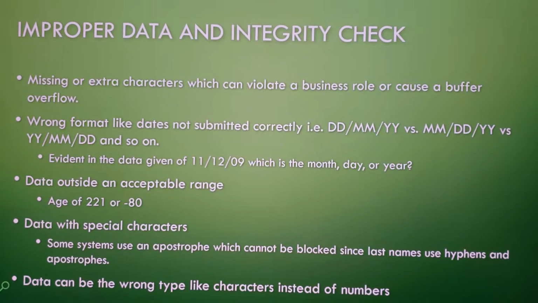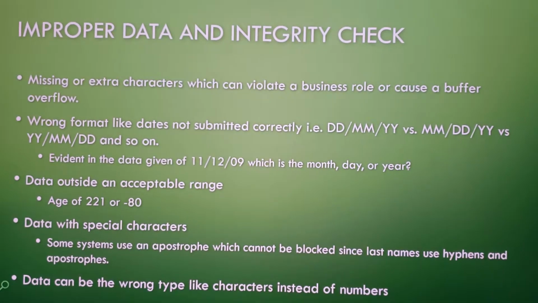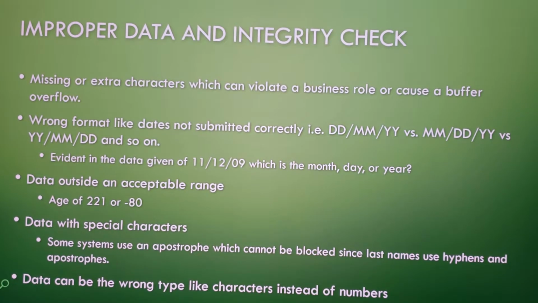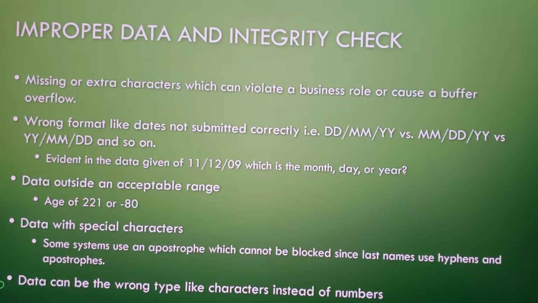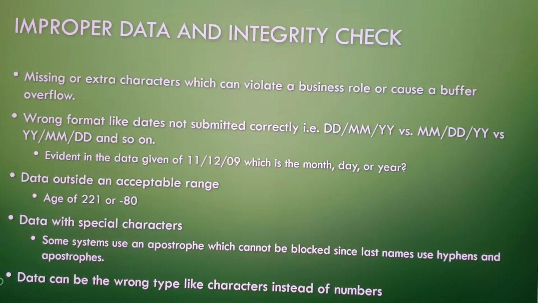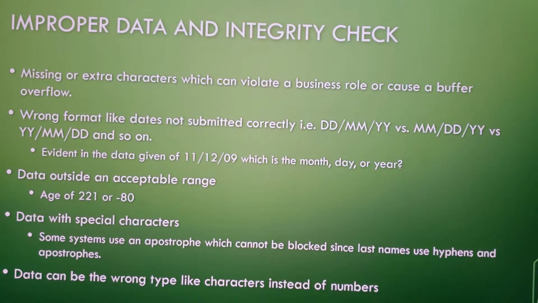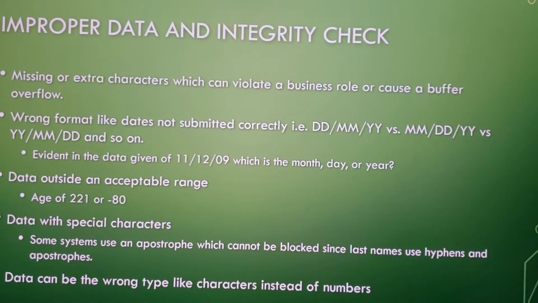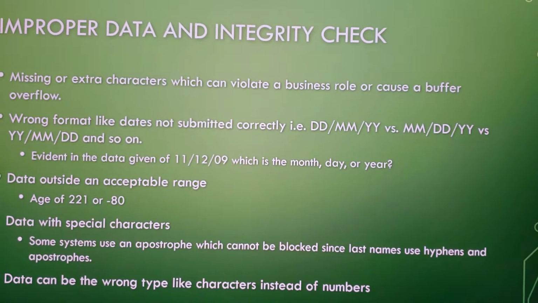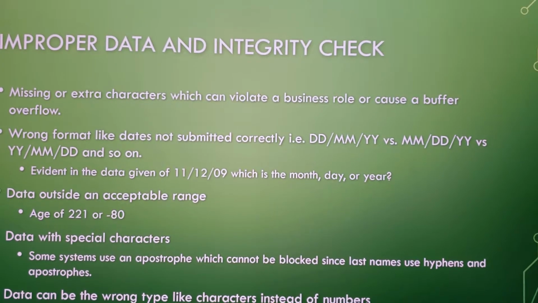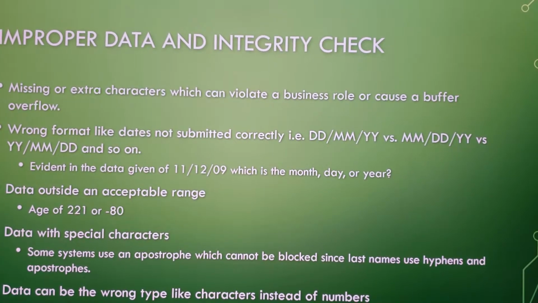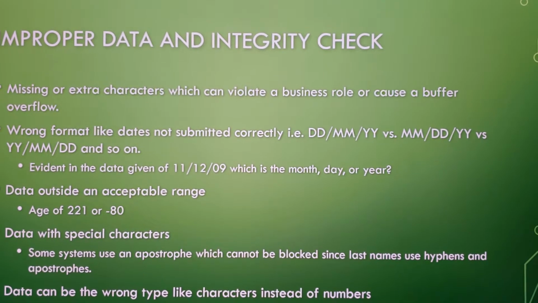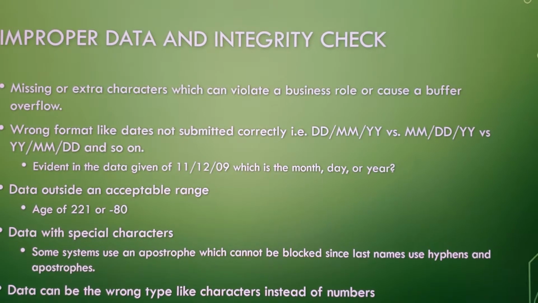Improper data and integrity check. Missing or extra characters, which can violate a business rule or cause a buffer overflow. Wrong format, like dates not submitted correctly. I mentioned this before. You have day, month, year versus month, day, year versus year, month, day, and so on. For example, if I gave you 11, 12, 9, which one's the day, which one's the month, and which one's the year? All of them could be used in any one of those combinations.